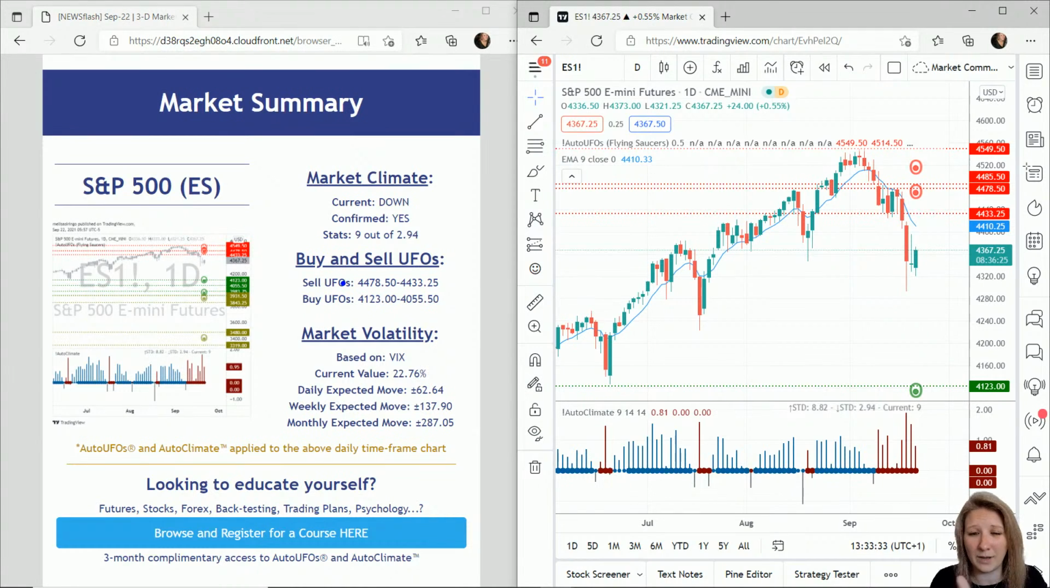That's kind of how we end up with that norm in the middle. But in this case, of course, we are 3 times overextended to the downside. So I wouldn't be surprised to see it change direction, but we do still have probability down.